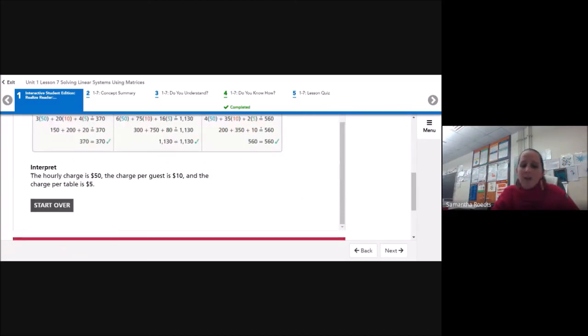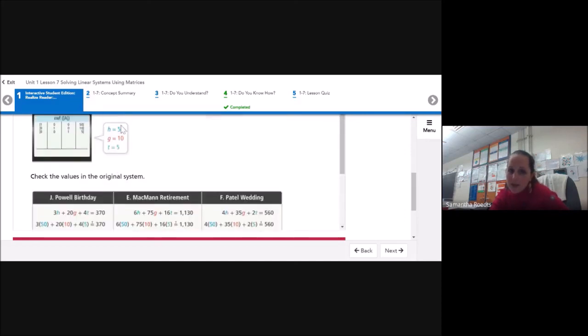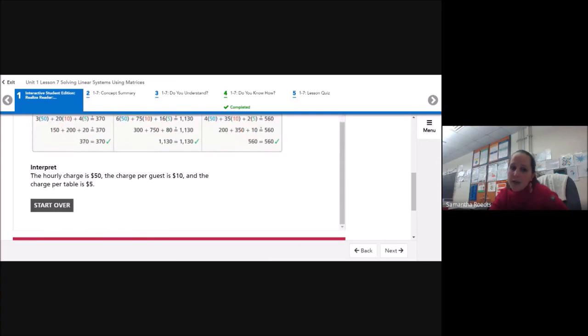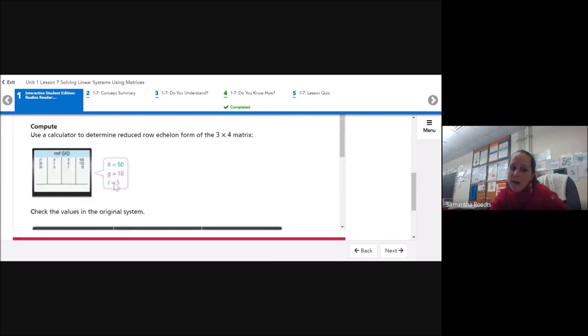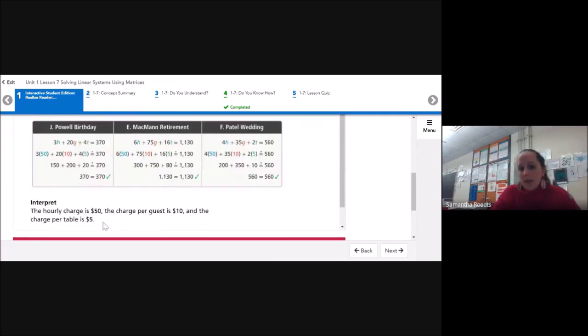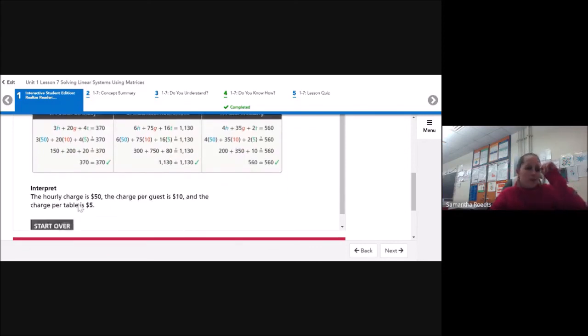Okay. I can then interpret it. So the hourly charge is $50. That's what the H means. The G represents the number of guests. So it's $10 per guest, and then $5 per table. So $50 an hour, $10 a guest, $5 a table.